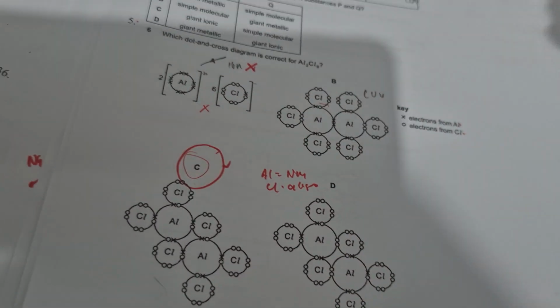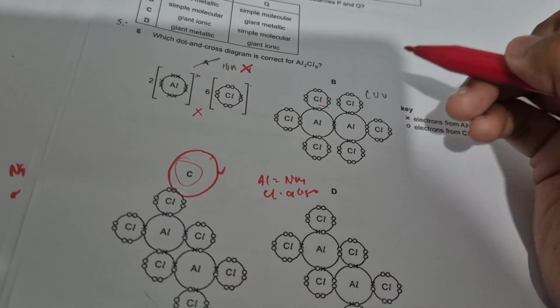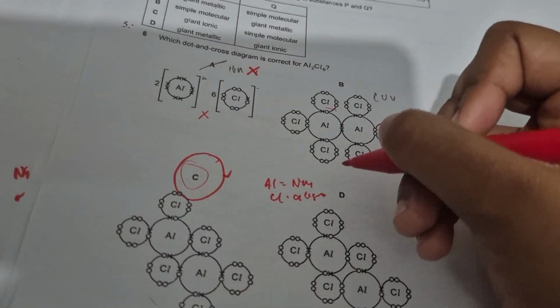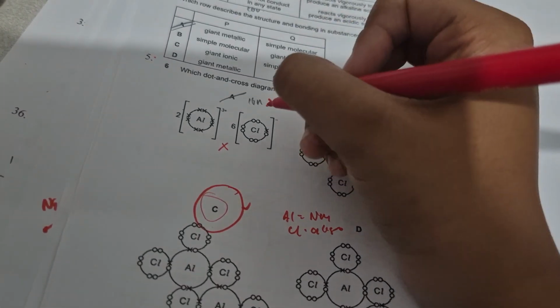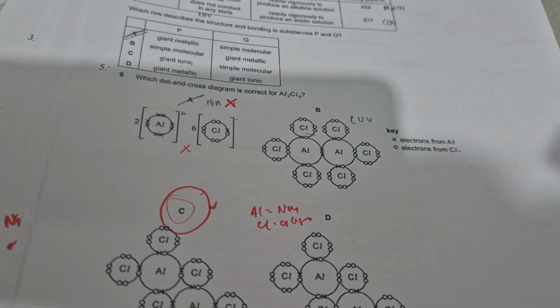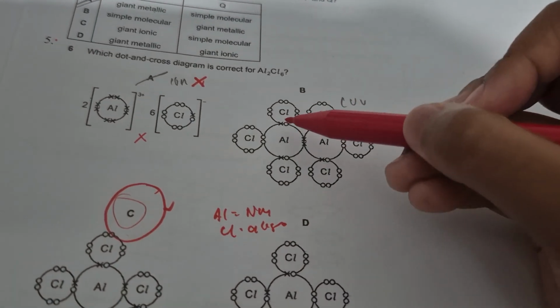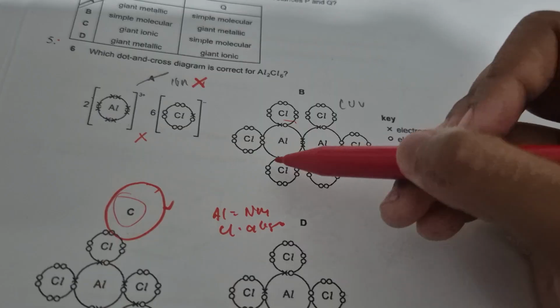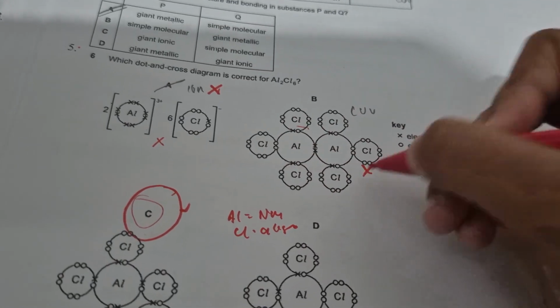And then we go to this one. Which dot and cross diagram is correct for AlCl6? So remember that Al is non-metal and Cl is also non-metal, so A is impossible, but I don't know why I chose A. And we have to remember the octet rule and the bonding also. So this one is not correct because you see that 1, 2, 3, 4, 5, 6, 7, 8. Al is not 8. Okay, so it's wrong, definitely.